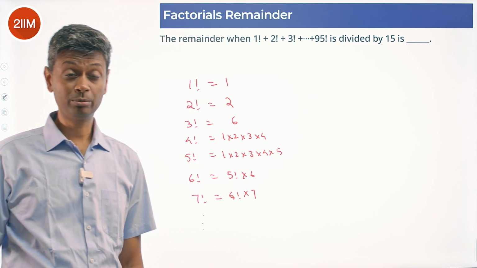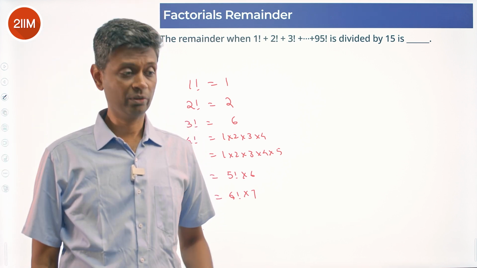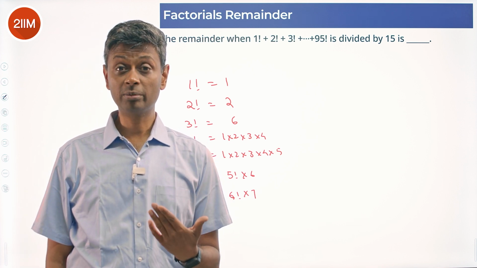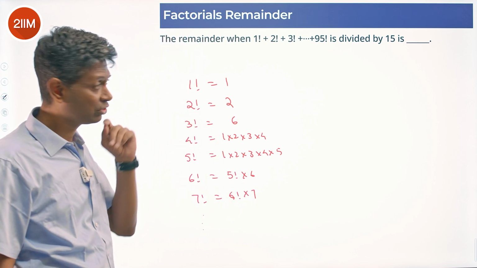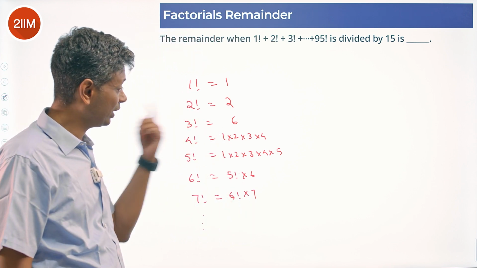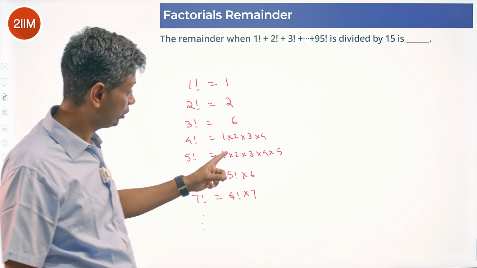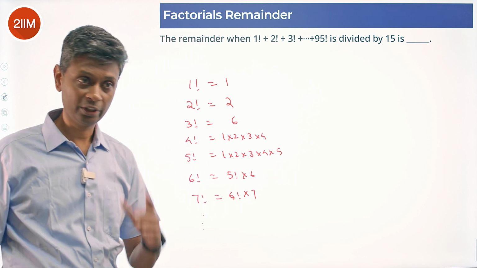I'm writing like this because when I divide by 15, I know that somewhere along the line, 1 factorial, 2 factorial, 3 factorial, somewhere along the line, the factorials will become multiples of 15. And if you think about it, 15 is 3 into 5. There's a 3 into 5 in the sequence, it becomes a multiple of 15. 5 factorial is 1 into 2 into 3 into 4 into 5. 5 factorial is a multiple of 15.